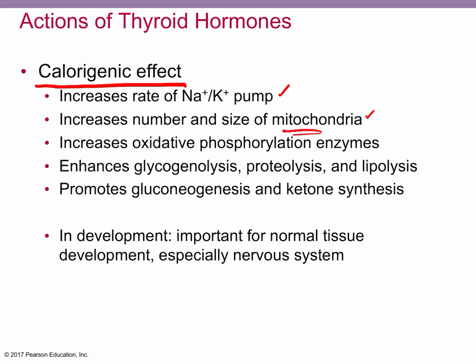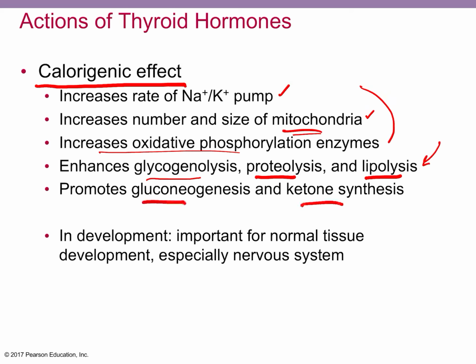And therefore, if you have more mitochondria, it's also going to increase the oxidative phosphorylation enzymes, all the enzymes involved in the electron transport chain. It's going to enhance glycogenolysis, that breaking down of glycogen. It's going to enhance breaking down protein. It's going to enhance breaking down lipids, right? Because this is all about putting your foot on the gas pedal, revving your engines a little bit higher. You're making energy. These are the molecules that will supply the cells with that energy. It's going to also promote gluconeogenesis and ketone synthesis.